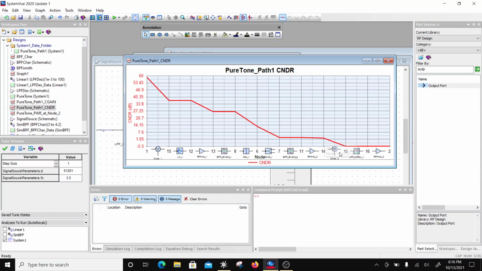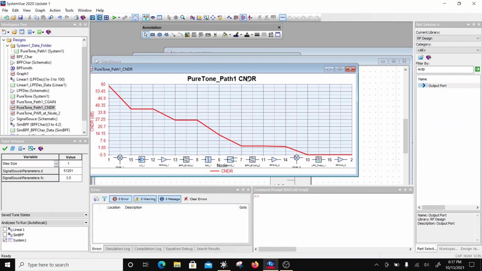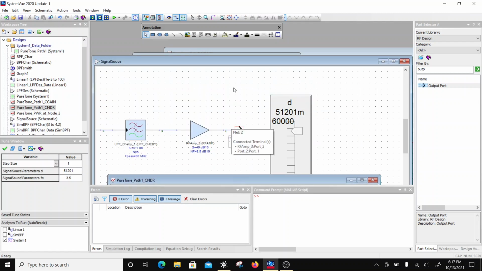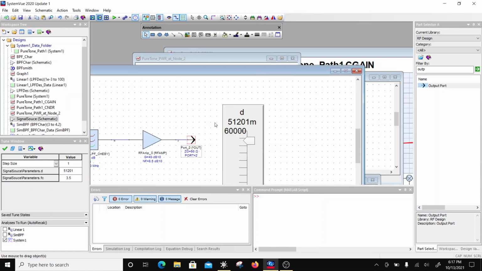So mixers are the ones which are going to change the frequencies, and then the meaning of cascaded noise figure or signal to noise ratio will not make sense because you are changing the frequency across the chart. So rather the best thing to see in this case would be the power tones, and you can compute the signal to noise ratio by subtracting these two numbers, minus 26.4 and minus 30.6. So that is around 4.2 dB of signal to noise ratio at the detector, worst case.